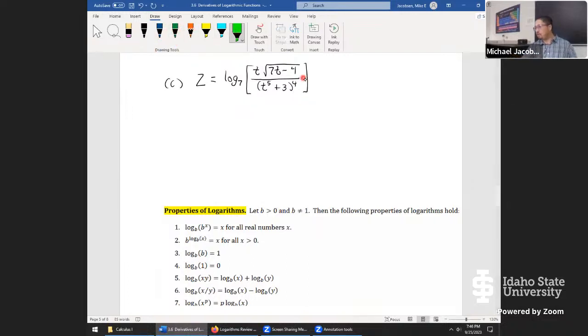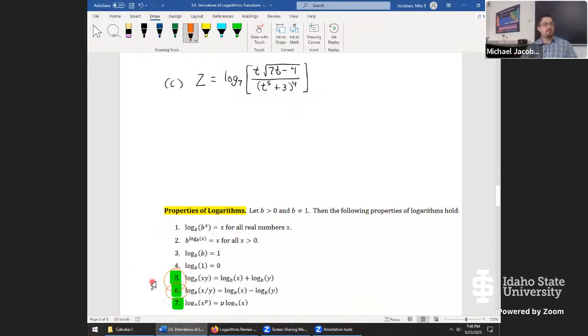The moment you see a division bar, you really want to use property 6. There's also multiplication right here, so we also want to use property 5. But things are being raised to the power, like that power 4, or that square root, which is a power 1/2. We really ought to use property number 7 as well. And a common mistake with this kind of problem is only using property 6, or only using 5 and 6. I mean, that's good, but you're still working extra hard if you don't use all 3 properties.